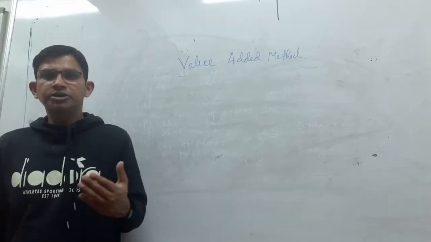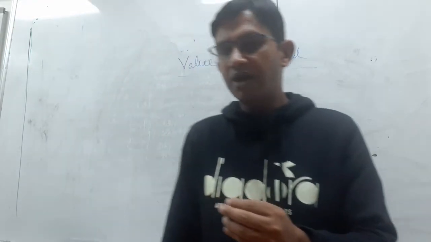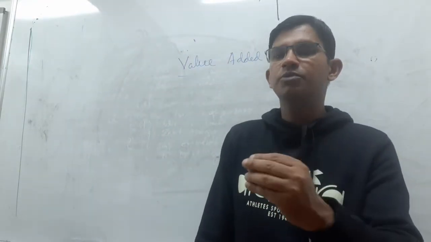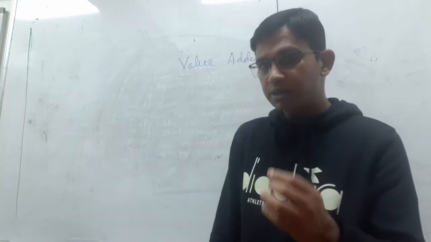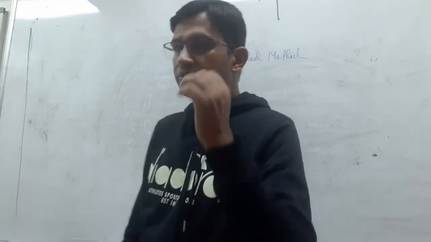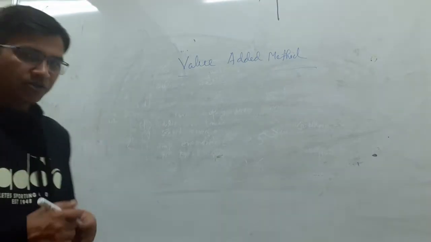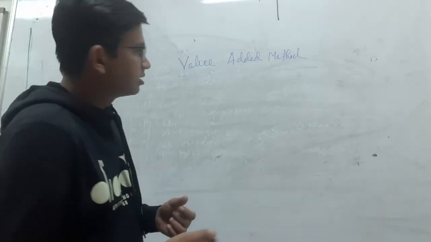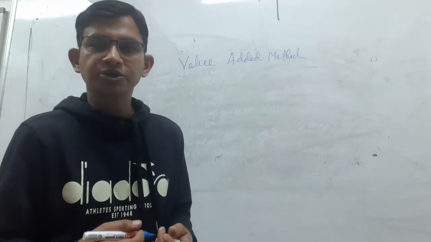So to avoid this, we have to simply take the value added in each stage of production, and by this we can avoid the problem of double counting of any component while calculating the national income. So just I am giving one example: one promoter is constructing a home, a multi-storied building.